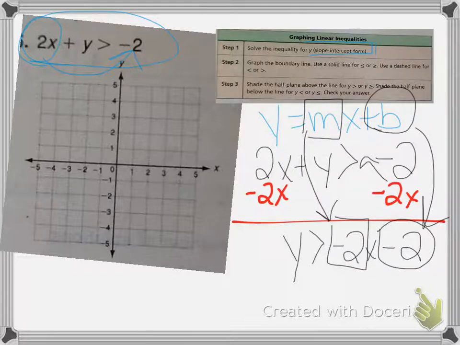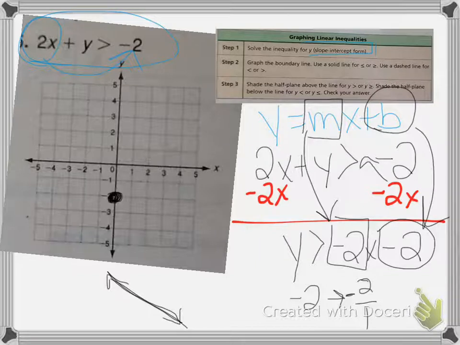With those numbers, I can then graph. I'm going to start with the negative 2. That's my y-intercept, so I'm going to put a dot right there at negative 2 where it crosses the y-axis. Then the slope is negative 2, which is the same thing as negative 2 over 1. It's going to be a negative slope, so my line should go in a downward direction. My line doesn't look like that, so I know I did it wrong. I'm going to go down 2 over 1.